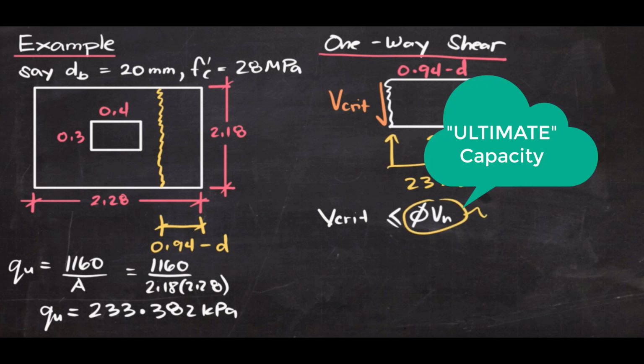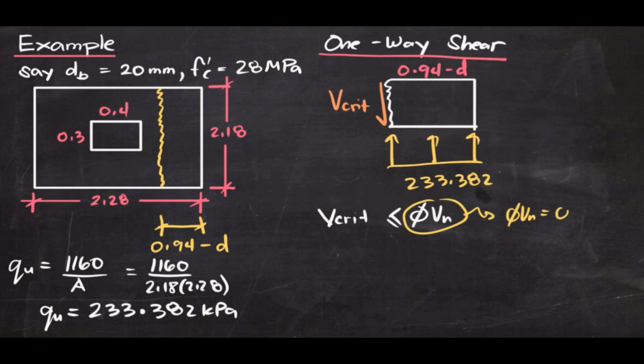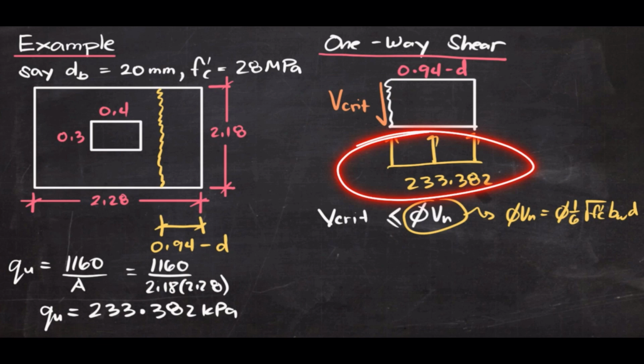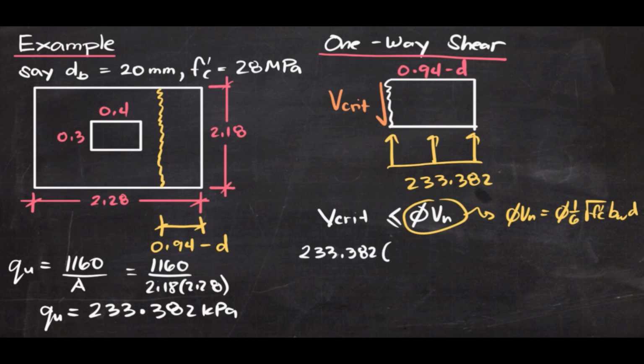Now, for a wide beam shear condition, the nominal capacity of concrete would be phi times 1 over 6 square root of f'c times beam width times d. Now, to solve for the critical shear, of course, that would be the resultant of this pressure diagram. So that would be 233.382 times 0.94 minus d times the width of the footing, which is 2.80.